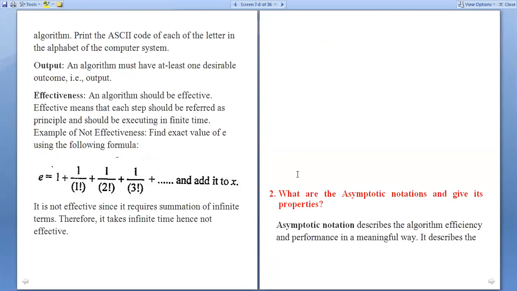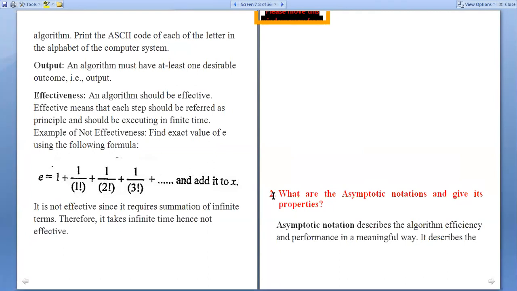Now see: what are the asymptotic notations, and give their properties. What is an asymptotic notation? This is also a very concept-based, very basic question. In the first unit, everyone should know what the asymptotic notations are. These are important not only from the point of view of exams, but also from the point of view of developing subject knowledge. So this will be useful.